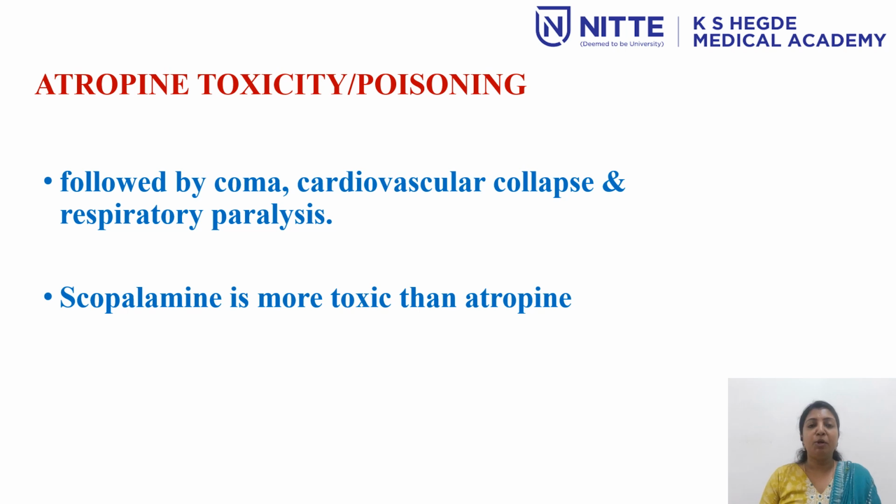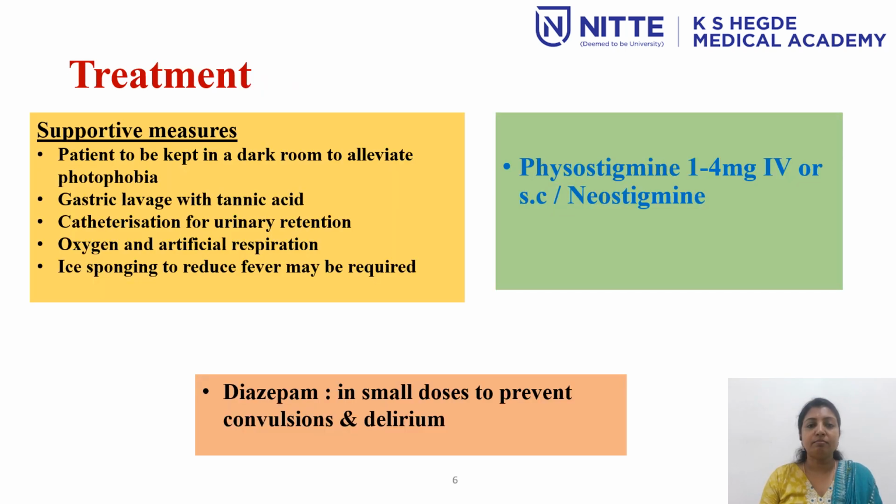These symptoms will be followed by coma, cardiovascular collapse, and respiratory paralysis. Scopolamine or hyoscine is seen to be more toxic than atropine. Now coming to the management or treatment of atropine poisoning or toxicity.